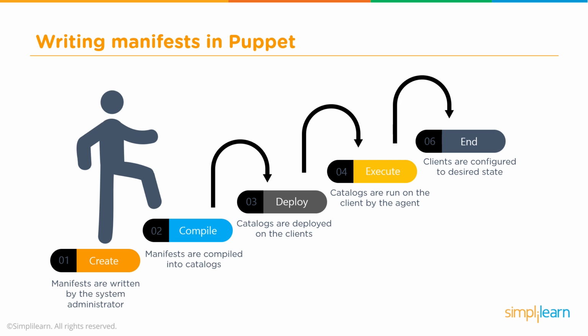1. Create your manifest, and that is written by the system administrator. 2. Compile your manifest, and it's compiled into a catalog. 3. Deploy. The catalog is then deployed onto the clients. 4. Execute. The catalogs are run on the client by the agent. And then 5. End. Clients are configured to a specific and desired state.